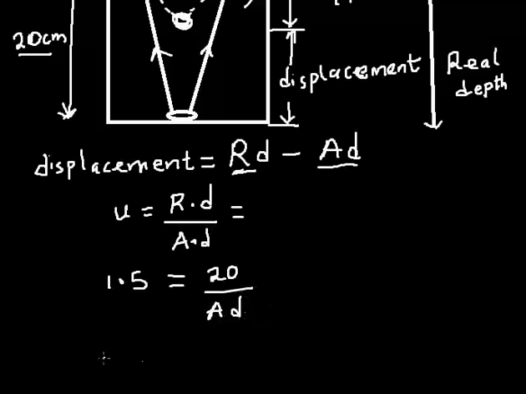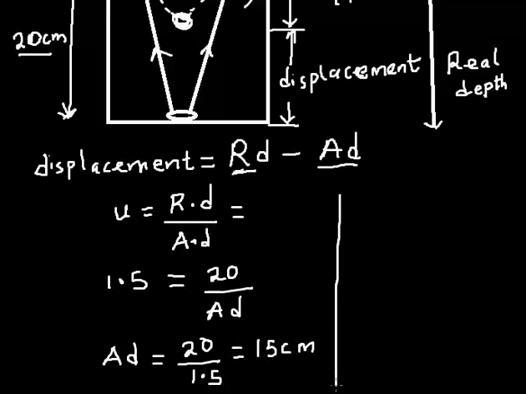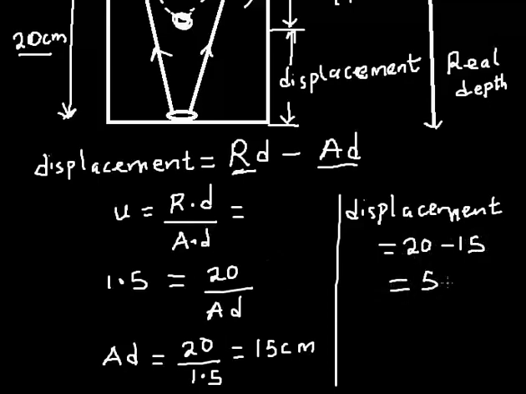If I make the apparent depth the subject of the formula, that's going to be equal to 20 divided by 1.5. That will give approximately 13.3 cm. With this, I can now find the displacement. The displacement will be equal to the real depth, which is 20, minus the apparent depth. That gives me about 5 cm as the displacement.